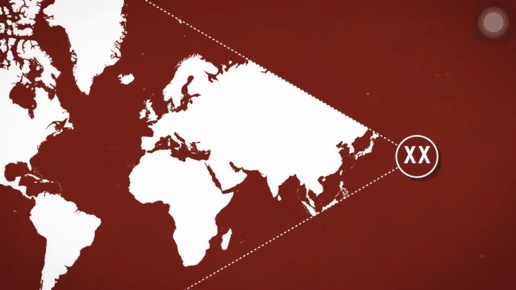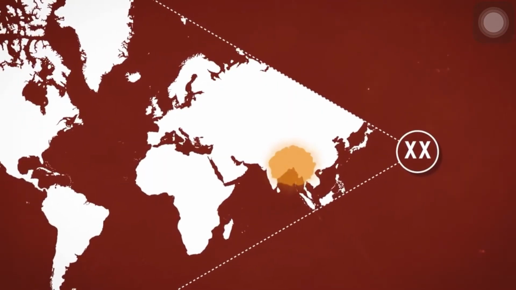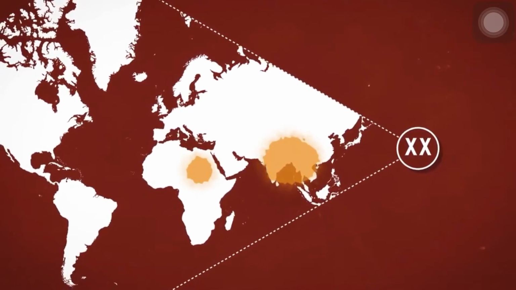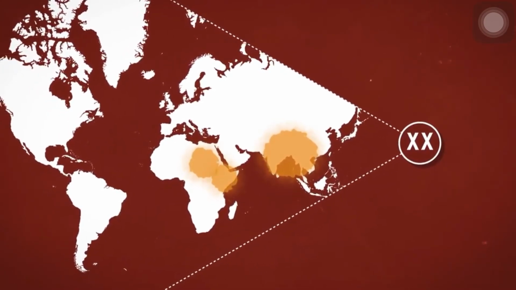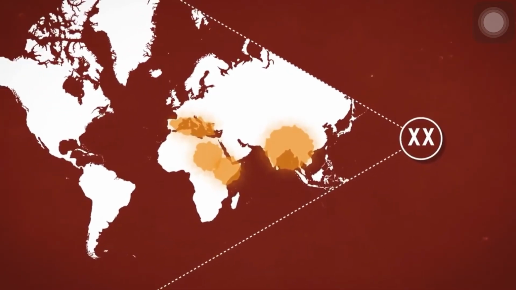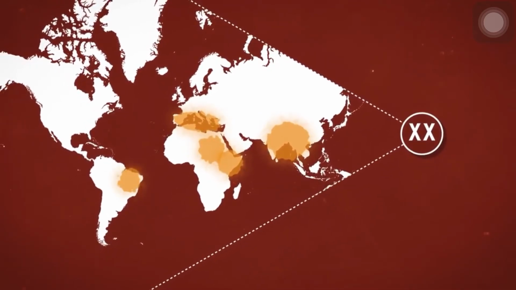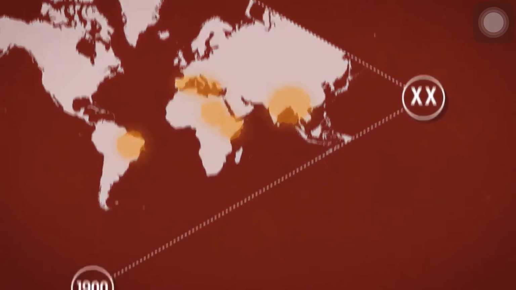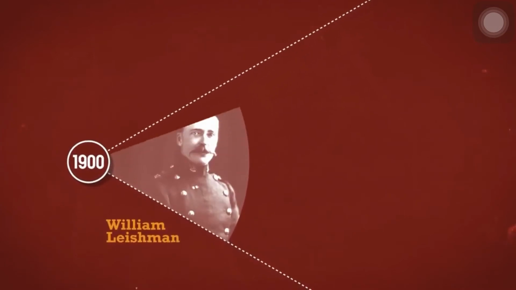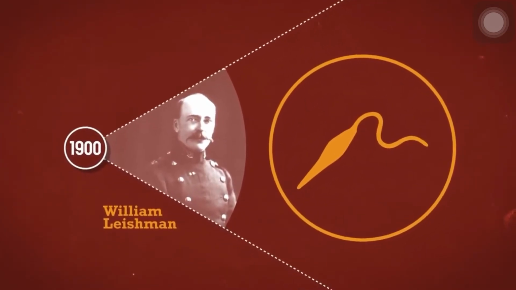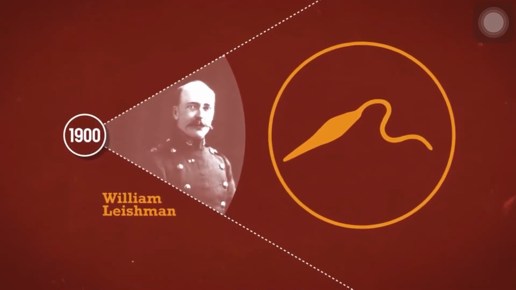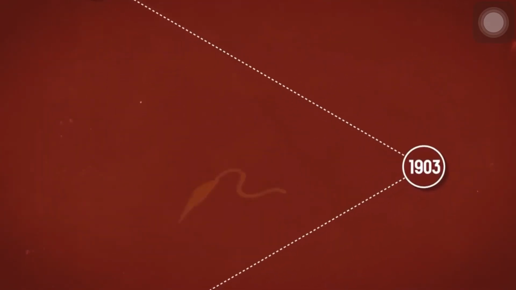During the 20th century, this black fever extended its reach to Asia and to African countries such as Sudan and Ethiopia, along Europe's Mediterranean coast, and to Brazil. In 1900, William Leishman, a Scottish physician, observed the parasite under a microscope while he was examining a patient's spleen.